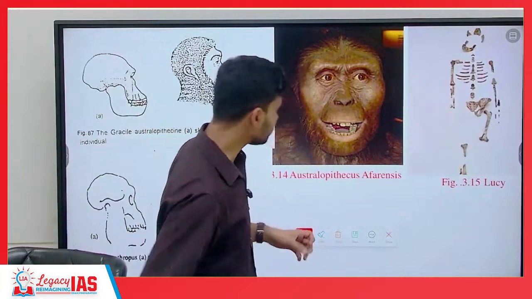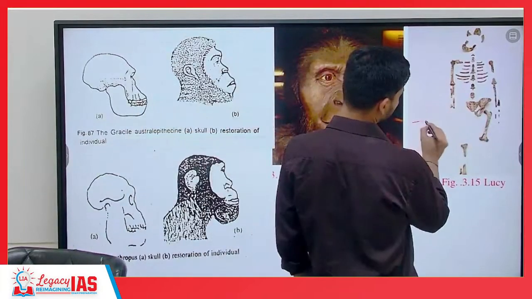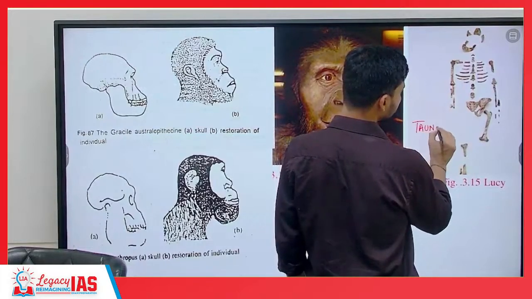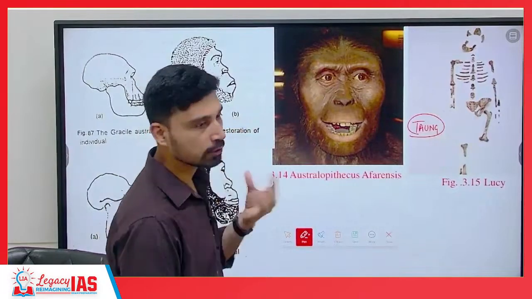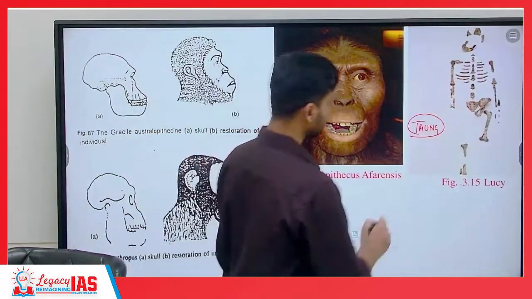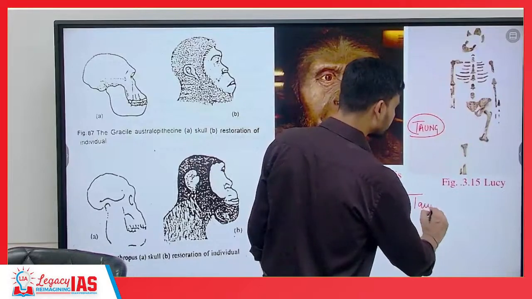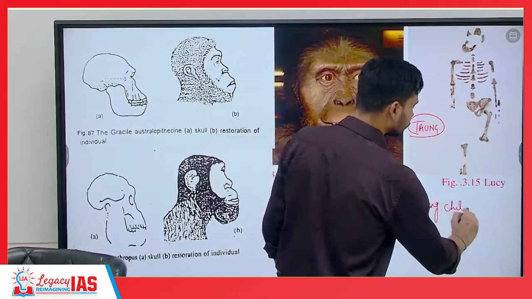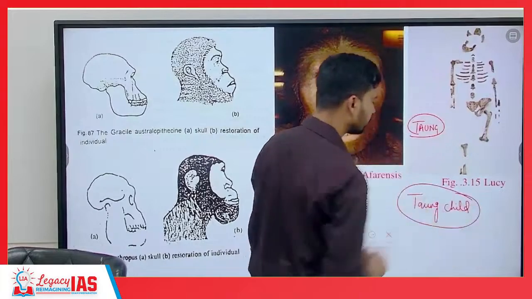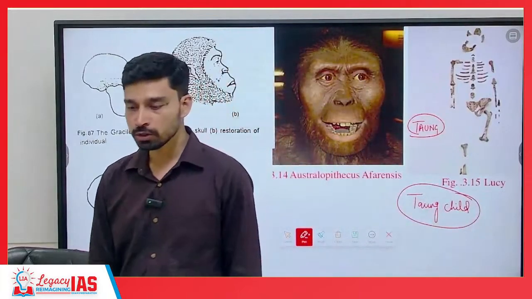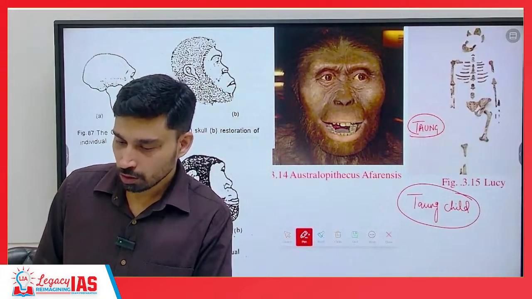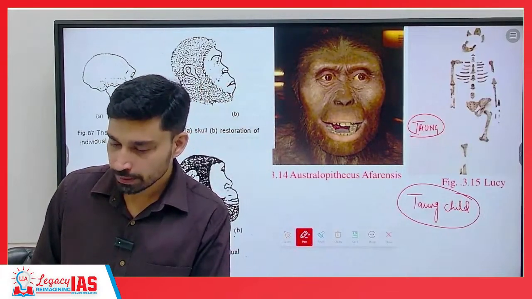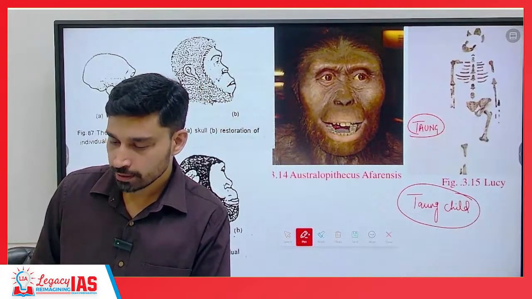Now this fossil was discovered in South Africa. The region where this was discovered is called as what? Tong. Okay, and the fossil later on was found to be a fossil of a child. So that is why the fossil is popularly called as what? Tong child. Okay, so the fossil was later named as Tong child, or Tong baby, as it is called.